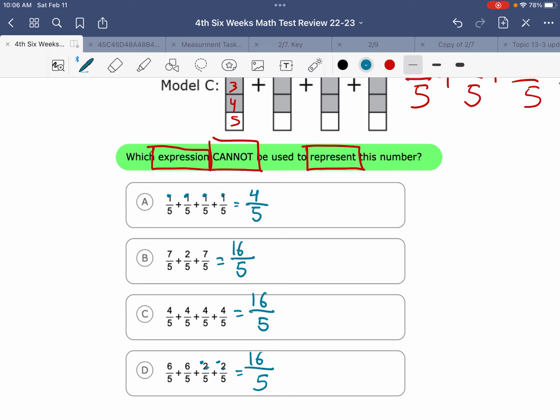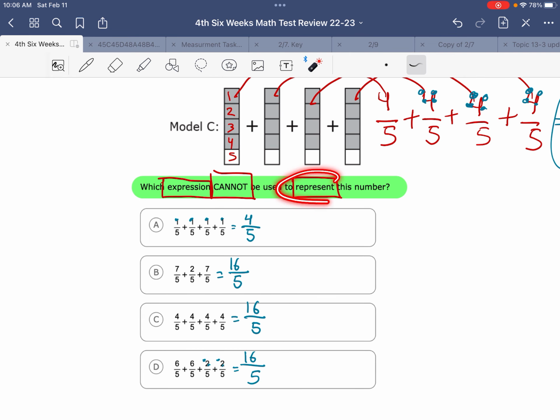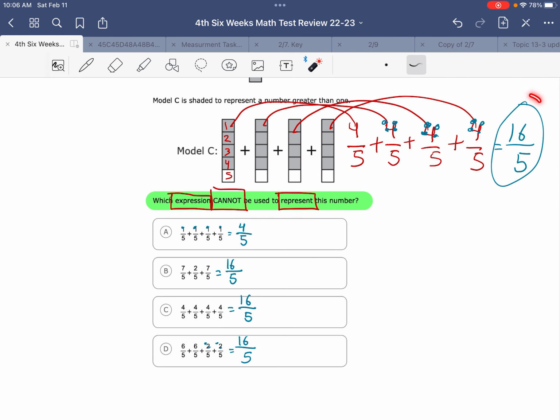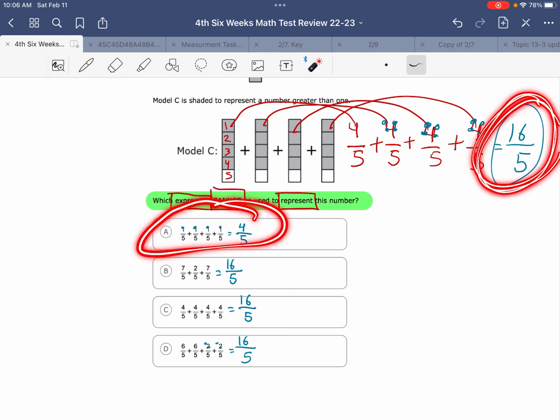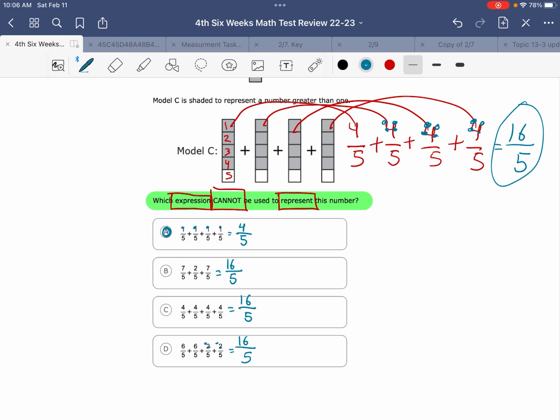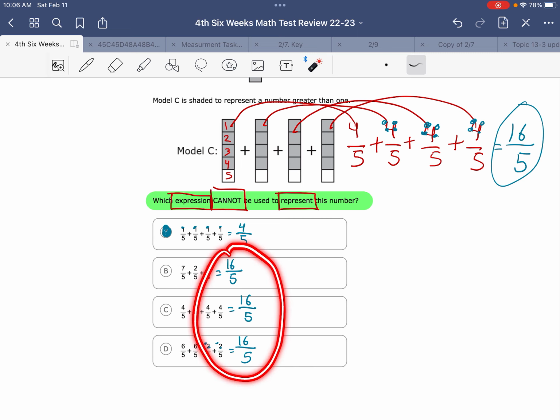Okay? So back to my question. Which expression cannot be used to represent this number? So which expression does not have this number? The only one that doesn't have it is A. So my answer is A. Because the rest of them are all 16 over 5.